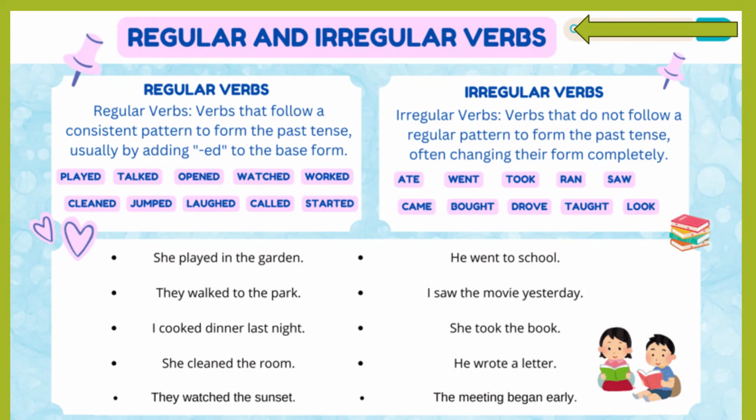These are irregular verbs, which do not take ed in the past form. Go is the base form of the verb and it becomes went in the V2 form, used in the past tense. Same like see becomes saw, take becomes took, write becomes wrote, begin becomes began. These irregular verbs do not follow a regular pattern to form the past tense, often changing their form completely, not by adding ed to the base form.